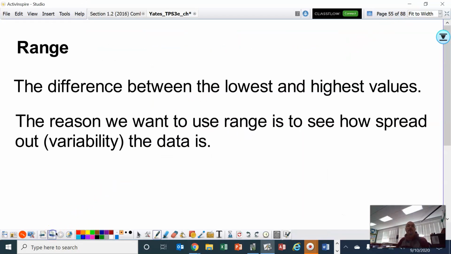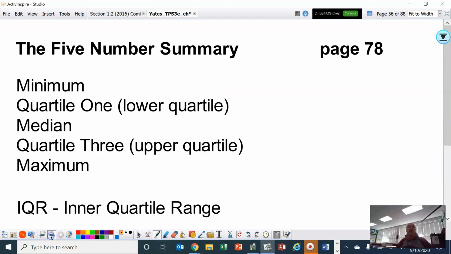All right, moving on. Range. You already know about range. Again, range is a middle school thing. It's the difference between the lowest and highest values. Remember, difference means subtract. It tells us how variable, how spread out. Variable is a word that we like to use a lot in AP Stats. How variable is it? The variability, how spread out is it? Keywords. All right, let's keep going.